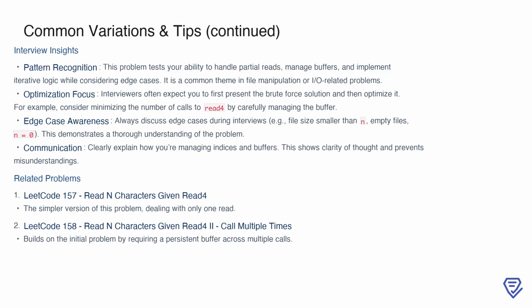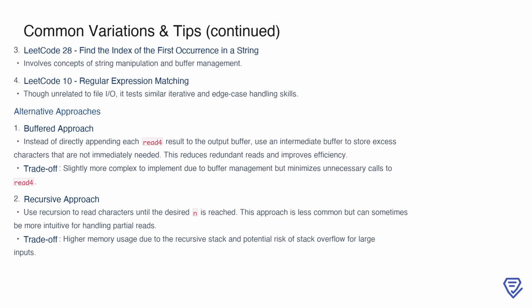Related problems to this one include LeetCode 157, which is a simpler version of this problem focusing on a single read, and LeetCode 158, this very problem, which builds on the simpler case by introducing a persistent buffer across multiple calls. Other related problems that test similar skills include LeetCode 28, which involves finding the index of the first occurrence of a substring and focuses on string manipulation and buffer management.